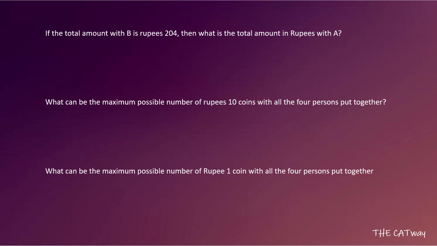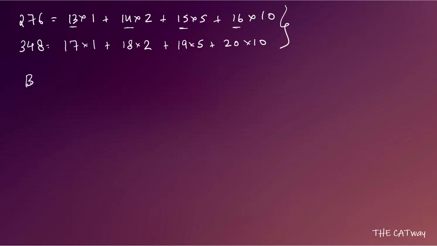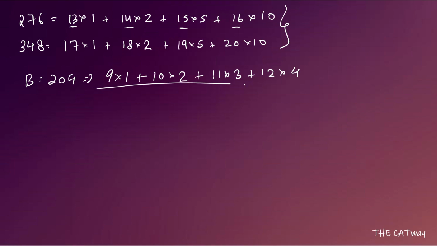So if the total amount with B is rupees 204, what is the total amount of rupees with A? So what it is saying is that for B it is 204. Again, the question has been made easier for you by taking consecutive values. So what are the consecutive values that we have? We have 9 into 1 plus 10 into 2 plus 11 into 5 plus 12 into 10. These are the values that we have. After that, what values are we left with?